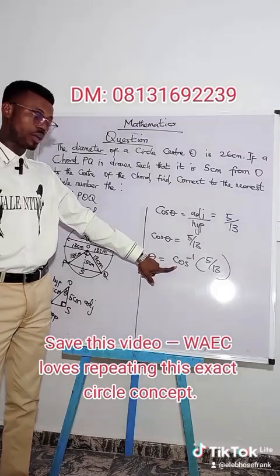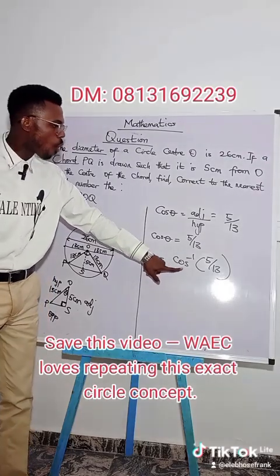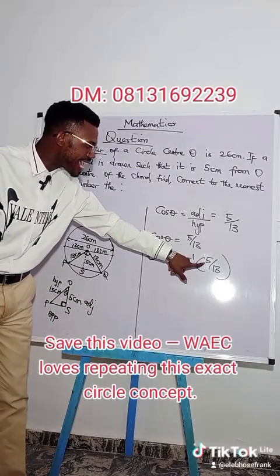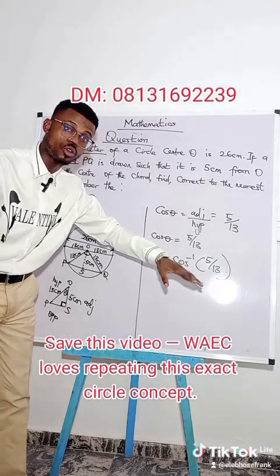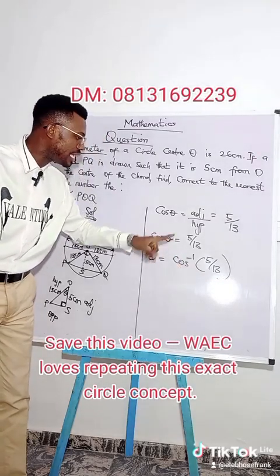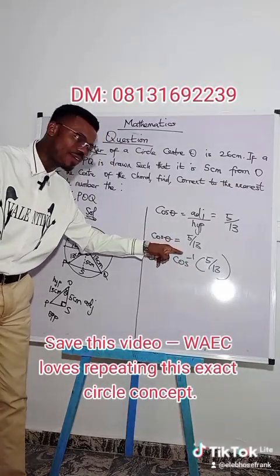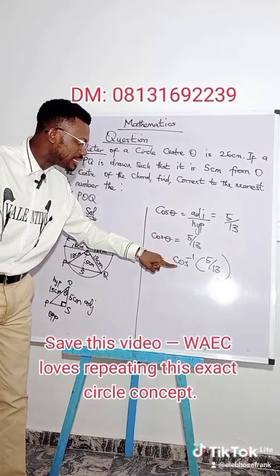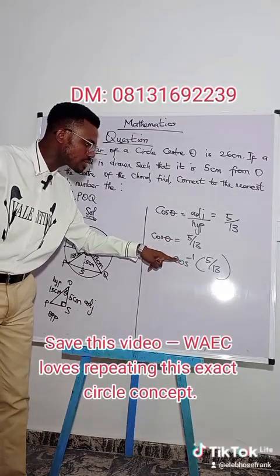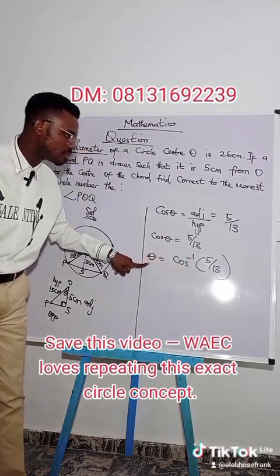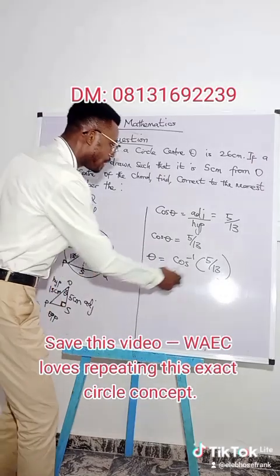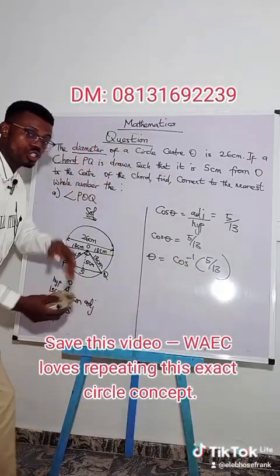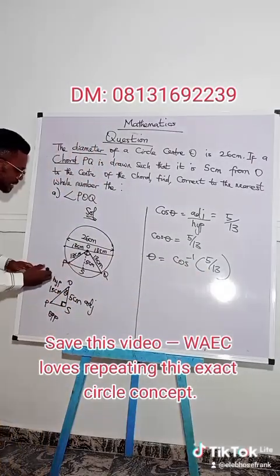So how do you type this in your calculator? Shift cos, open a bracket, 5 over 13. Okay? On some calculators we have arc, on some calculators we have inverse. So the cos inverse or the arc cos of 5 over 13 gives me theta. So if you get your answer using your calculator, that becomes the theta.